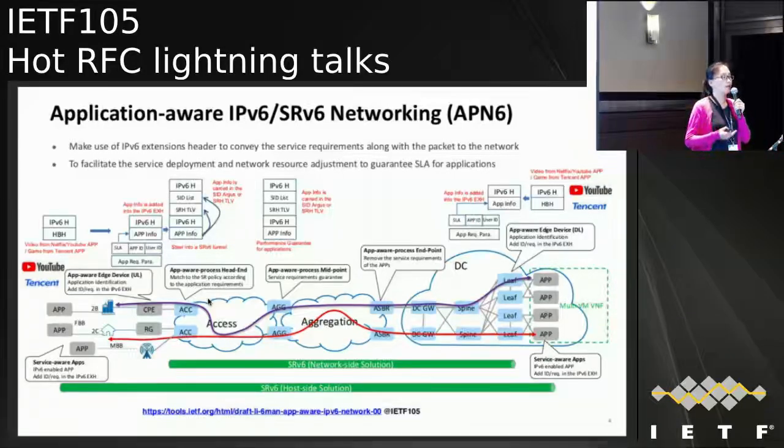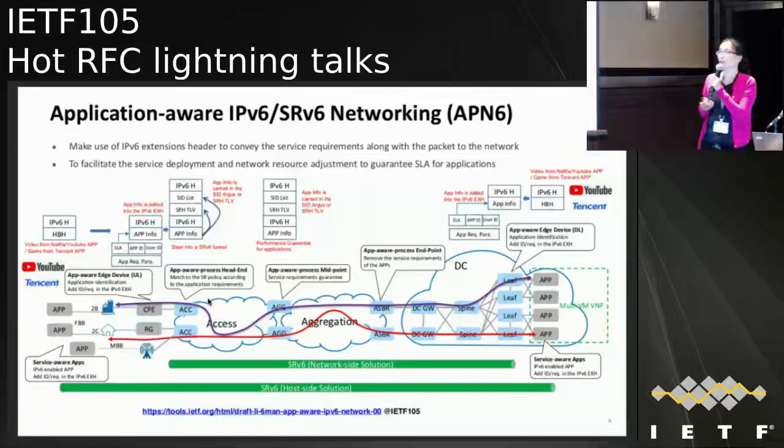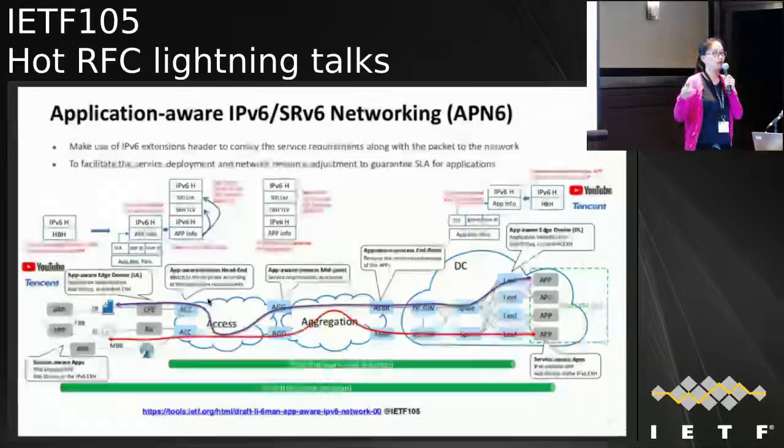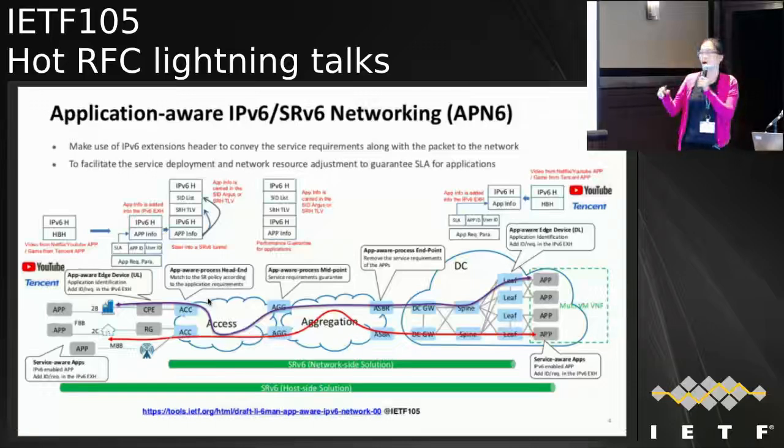So the network could make fine-grained traffic operations, for example, network resource adjustment to guarantee the SLA. So it could be applied to, for example, fixed mobile broadband, like the 2B, 2C scenarios, and also mobile broadband. And for the solution side, we could have the host-side solution, that is, the application directly puts the information into the IPv6 headers, or it could be the network-side solutions, that is, the network edge could detect the application and provide the information about the application and convey it into the network.